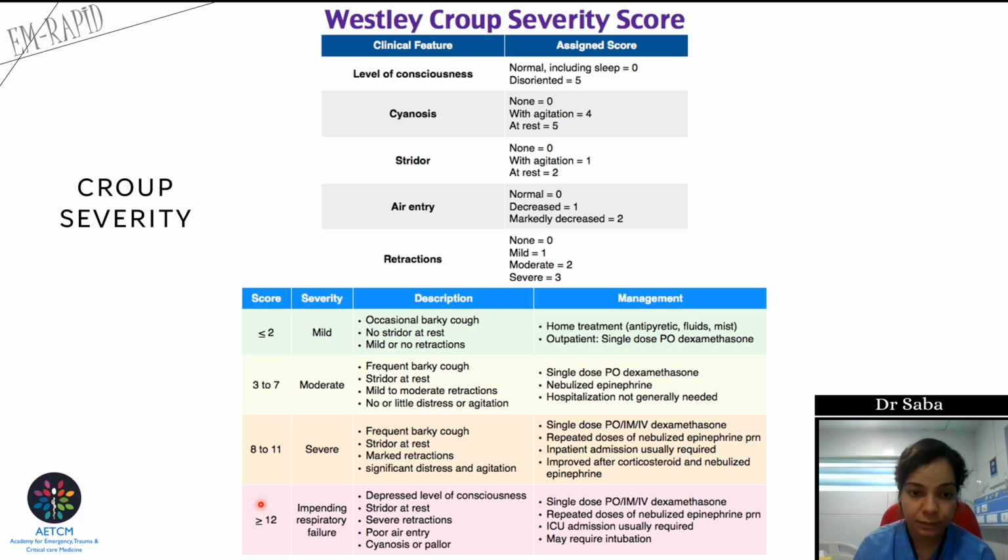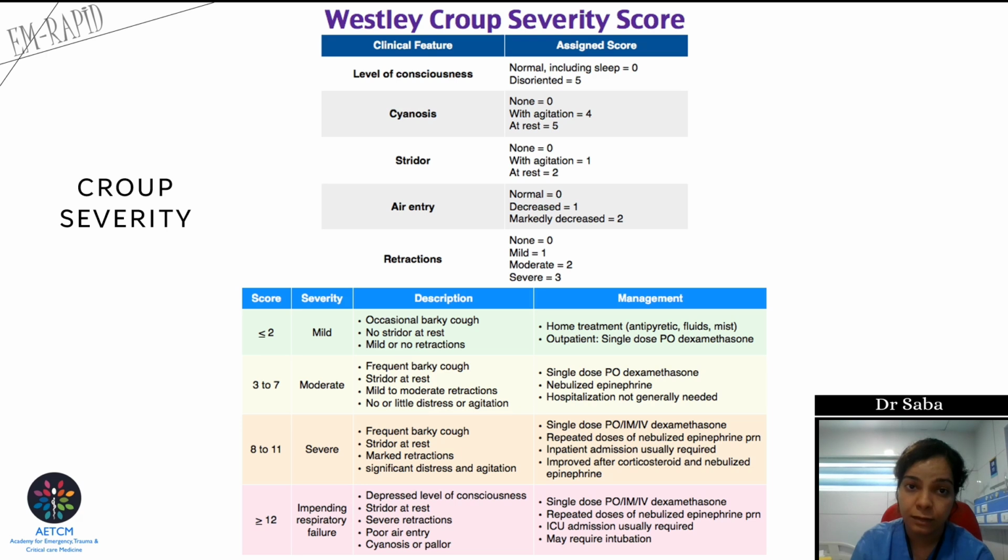Now, this is the Westley Severity Score, wherein we categorize the child as mild, moderate, severe, and impending respiratory arrest or failure. To calculate the severity score, there are 5 parameters that we look into: level of consciousness, cyanosis, stridor, air entry, and retractions. These are all scored separately.